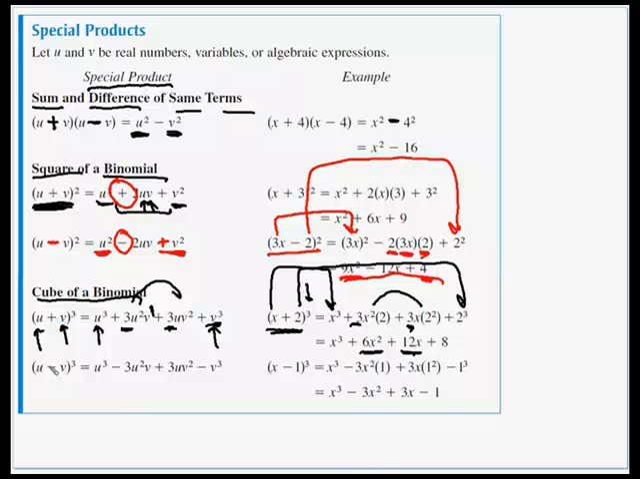If it is the difference of a binomial, the pattern is exactly the same. The only difference now is a couple of signs.